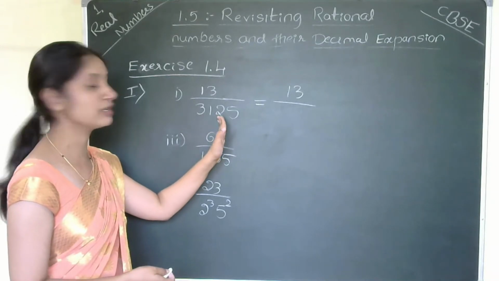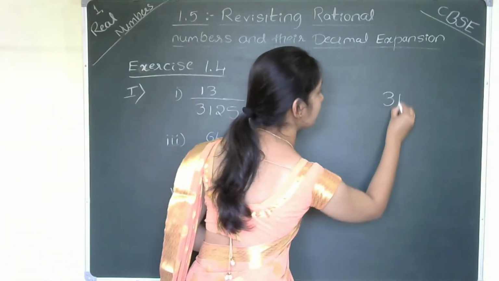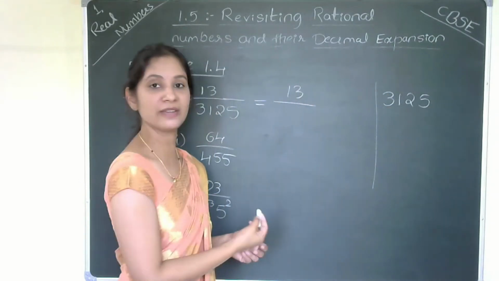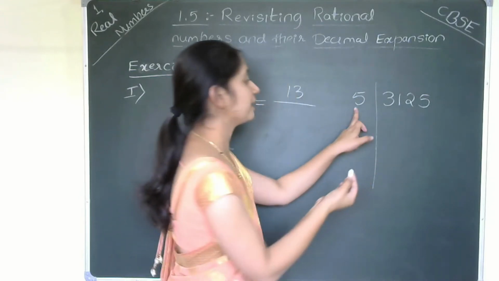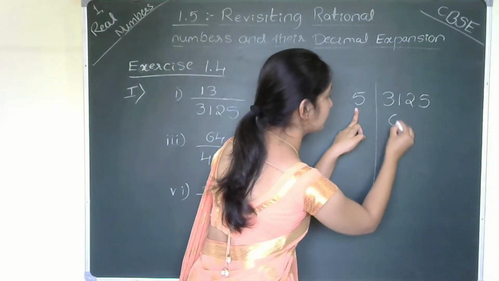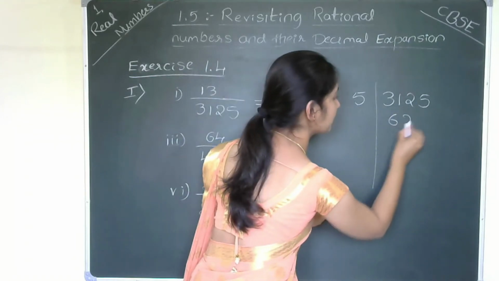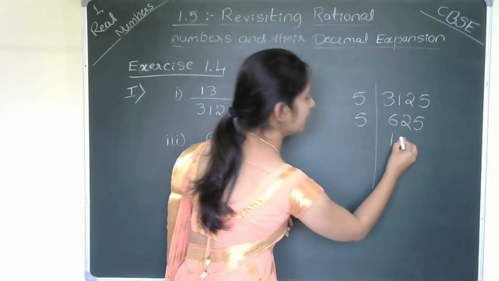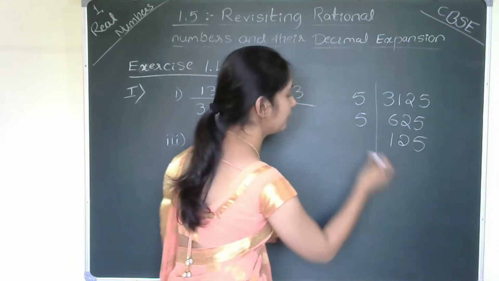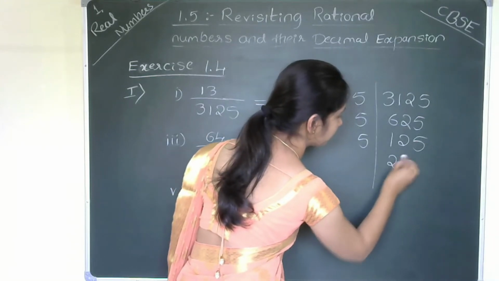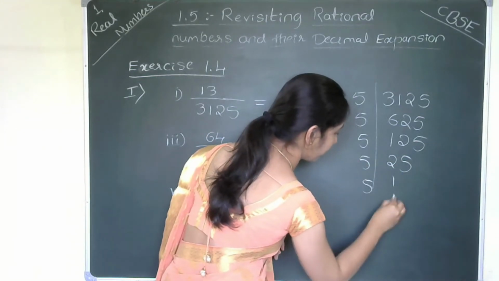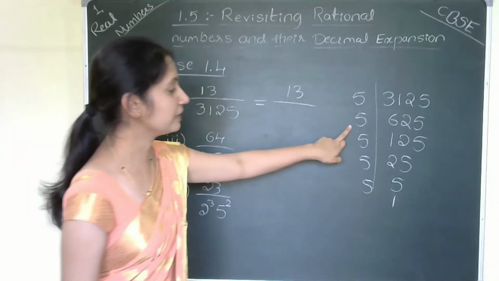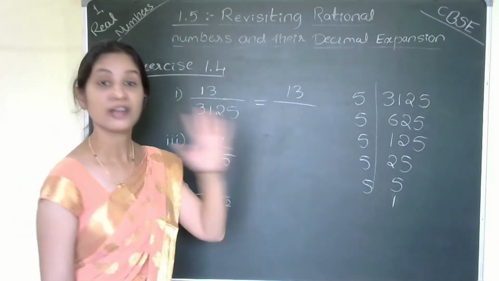And for 3125, I can go for prime factorization. The end digit is 5, so I need to divide it by 5. 5 sixes are 30, then 5 twos are 10, and then 25, 5 fives are 25. Again dividing by 5, 5 fives are 25, 5 ones are 5. That means here 5 is repeated 5 times.